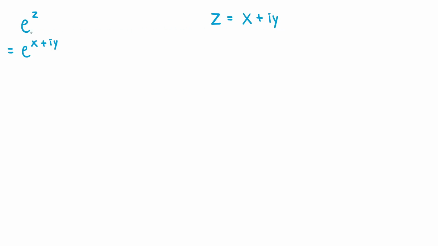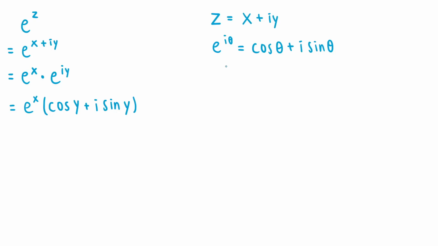Then the function e to the z, defined for complex numbers, can be written in the form e to the x plus iy. If we use the property of exponents for the sum of exponents and apply that with the case of base e, we can rewrite this as e to the x times e to the iy. Euler's formula states that e to the i theta equals cosine theta plus i sine of theta, so we can expand the e to the iy term as cosine of y plus i sine of y. So this entire expression becomes e to the x times parentheses cosine y plus i sine of y.